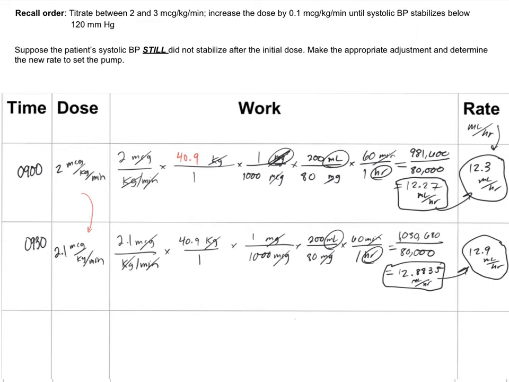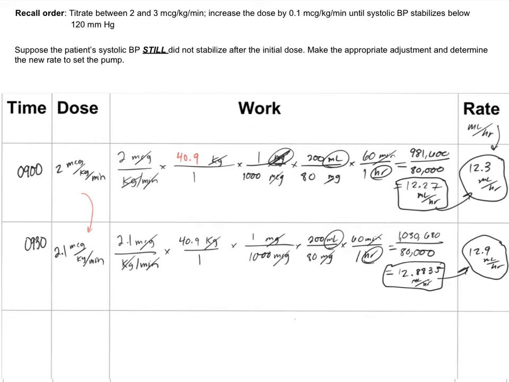Okay, this is getting a little bit annoying, right? We're doing the same calculations over and over again. Of course, we want the patient to stabilize. That's the goal of the situation. But with titration, we aren't always guaranteed that that's going to happen. So what we need to do is continually adjust the dose.